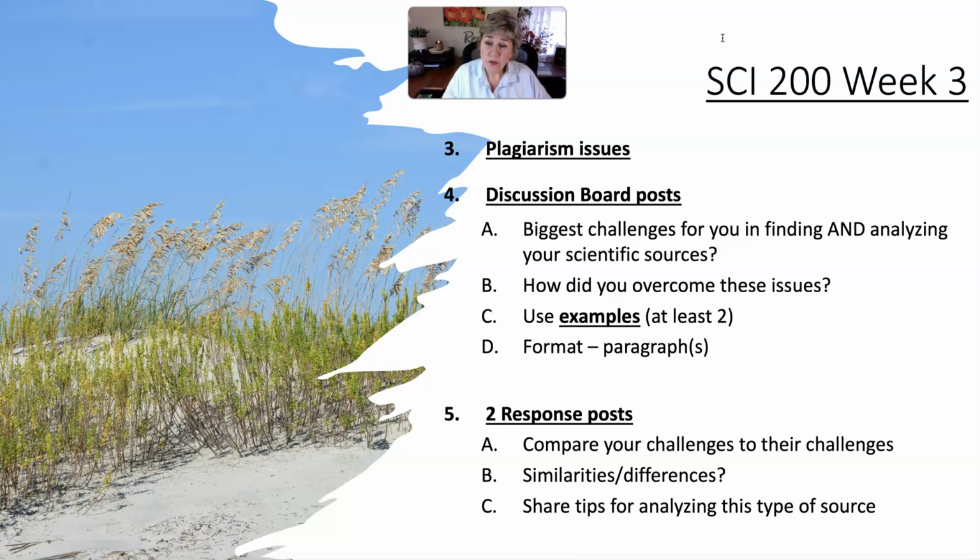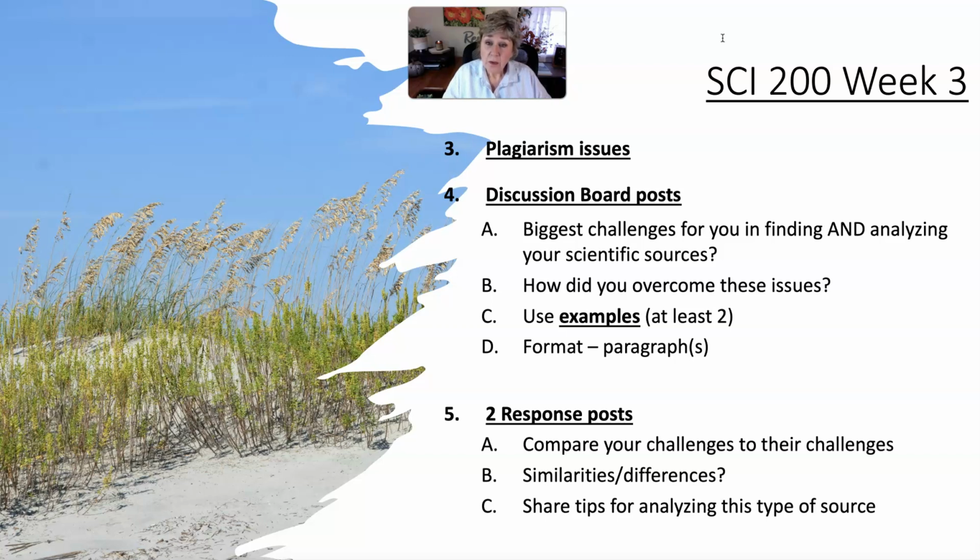So what you're going to answer is, what was your biggest challenge in finding your sources? Finding them. Usually this means typing in the correct terms in order to do a search, and typing in enough terminology in order to find something that is relevant to your topic. If you just type in ocean acidification or genetic engineering, oh my word, you are going to get thousands upon thousands of articles, books, etc. So yeah, you got to narrow it down.